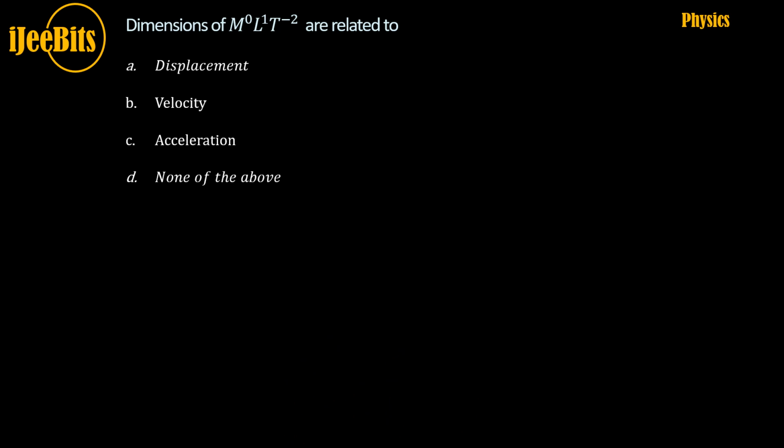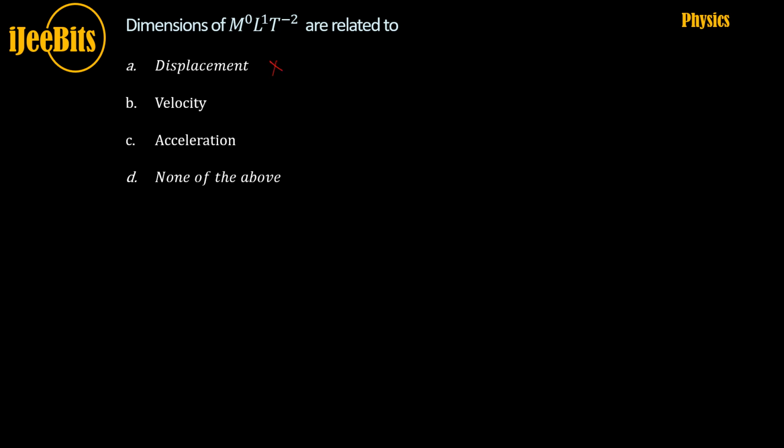Let's look at the next one. Here, the dimensional formula is given, but we need to relate which quantity it represents, right? So we need to look at each option and figure out which is actually the right fit. M power 0, L power 1, T power minus 2 is what is given. Displacement means only length, but you also have a T. So obviously this is a wrong answer.